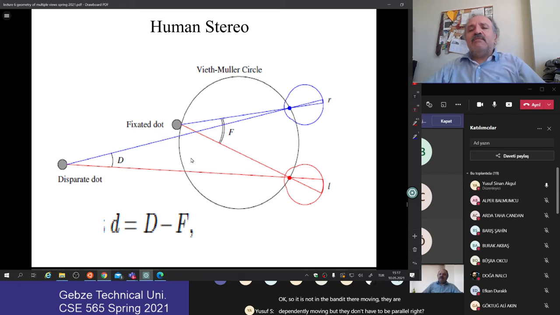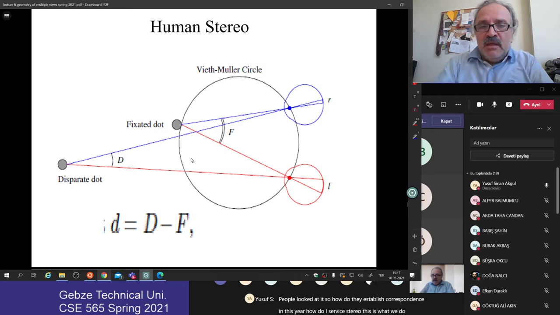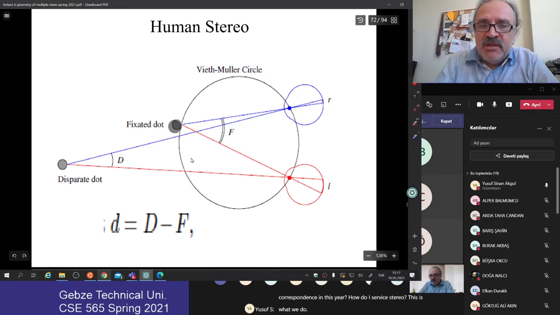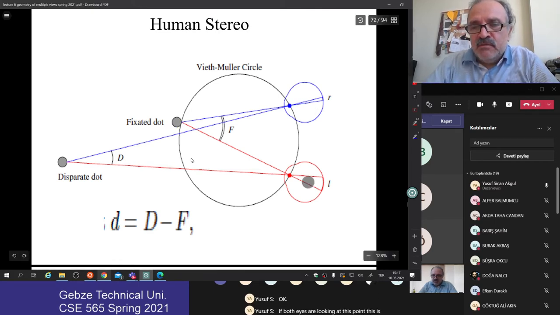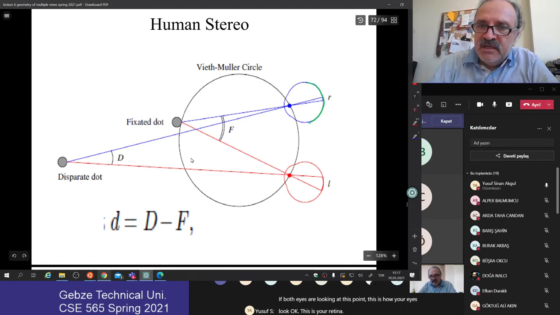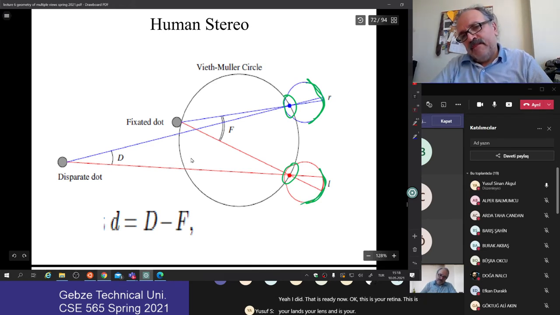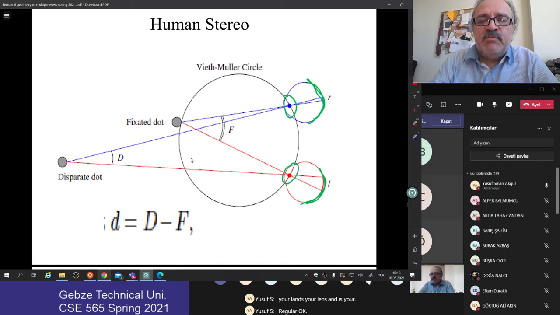So how do we establish correspondence here? How do we establish stereo? This is what we do. If both eyes are looking at this point, this is how your eyes look. This is your retina. Behind it, there is retina. This is your lens. And this is your retina.